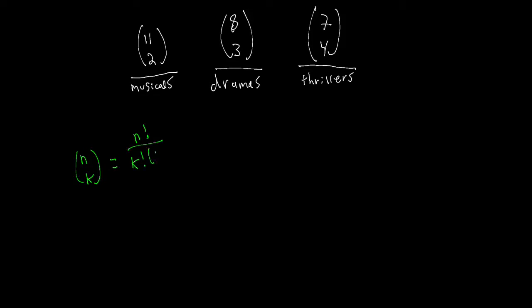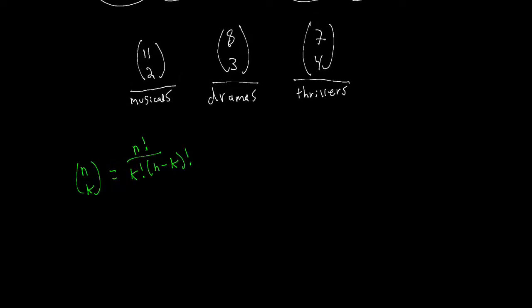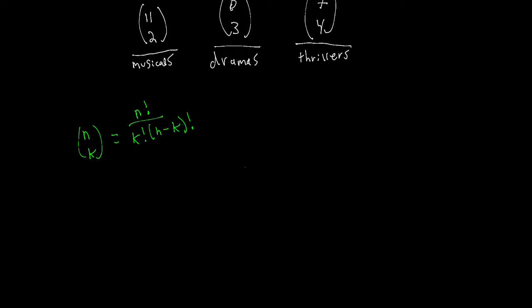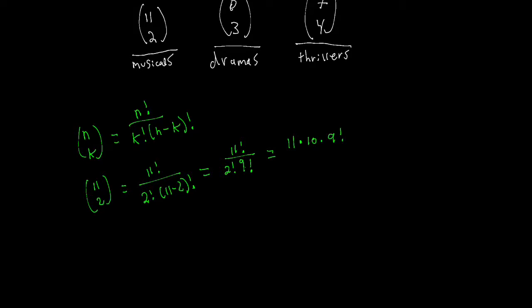So n factorial over k factorial times n minus k factorial, that's my skeleton. So let's begin with 11 choose 2. So here I have 11 choose 2, and that's going to equal 11 factorial all over 2 factorial, and 11 minus 2 factorial, we get 11 factorial over 2 factorial times 9 factorial, since 11 minus 2 is 9 factorial.